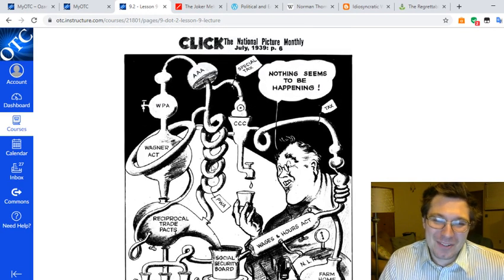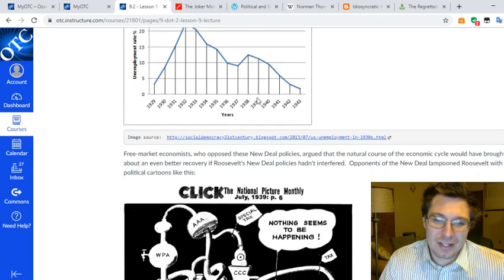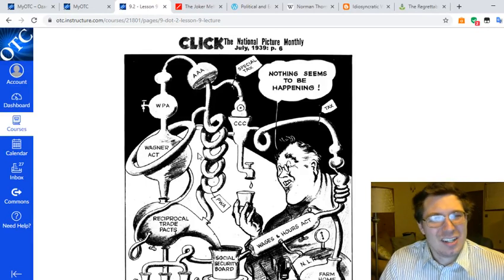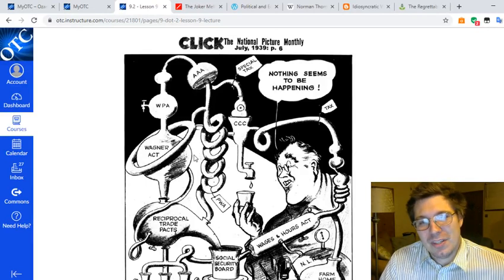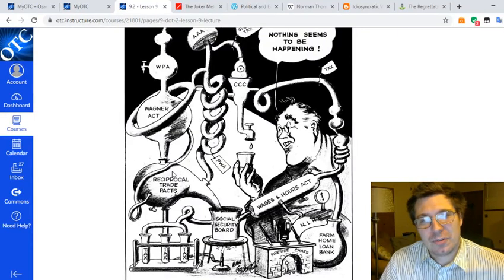And it's all supposed to fix the problem, but if you were here in 1937-38 and you saw unemployment rising back to 12 or 13%, heading in the wrong direction, you might be saying to yourself, what's going on? Nothing seems to be happening. So some people were frustrated and thought, well, are these policies interfering too much in the economy? Does the government need to step away? There was a lot of debate about whether the New Deal policies were going too far.